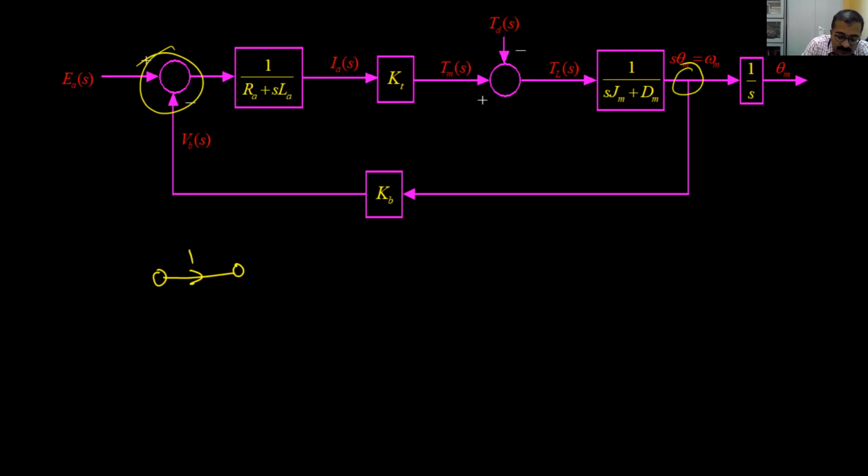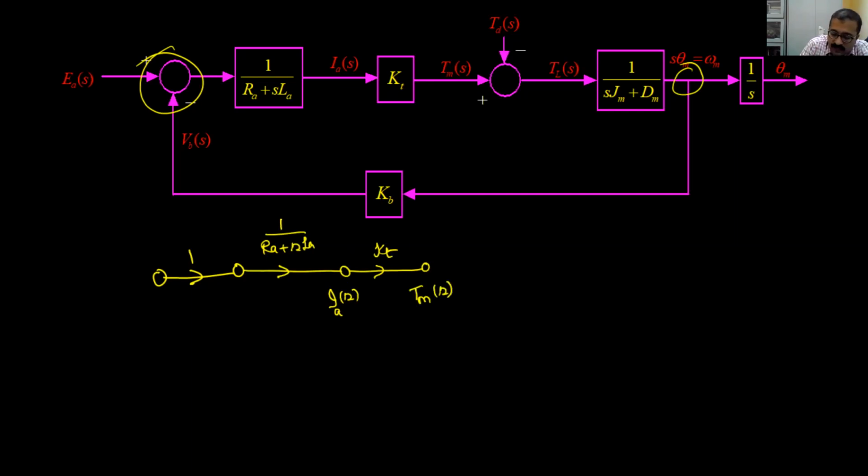So this is the input of the summing point, and this is the output of the summing point. Where is the output of the summing point going to? It goes to the input of this block. So this gain must be 1 divided by RA plus SLA. The signal at this node is nothing but IA of S. Now, the output of this block goes to the input of the second block, KT. The output of KT is the variable Tm of S, the torque developed by the motor.